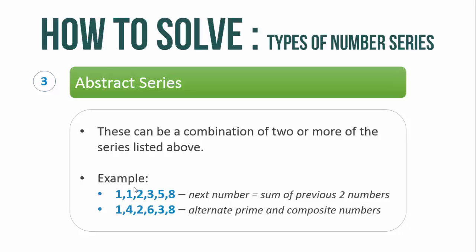Let's look at the second example. The series is 1, 4, 2, 6, 3 and 8. Here you have alternate prime and composite numbers. That is, the series 1, 4, 2, 6, 3, 8 starts with 1, but after that it alternates between prime and composite numbers. Like 2, 3, 5, etc. would be prime numbers, 4, 6, 8, etc. would be composite numbers. So the series actually is 1, the first composite number, the first prime number, the second composite number, the second prime number, third composite number, third prime number, and so on.